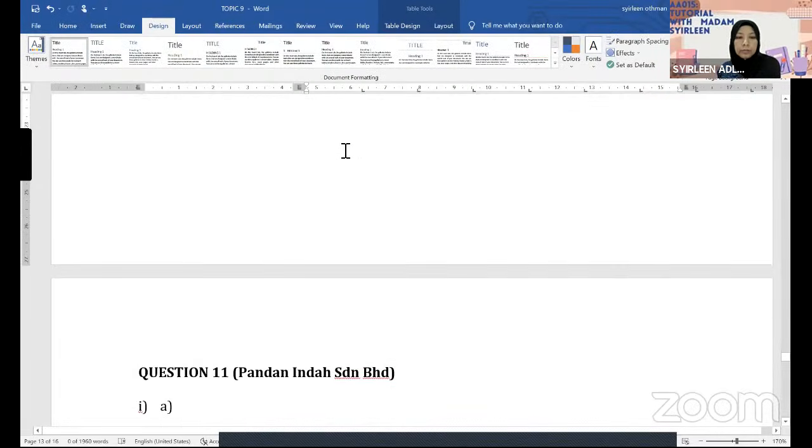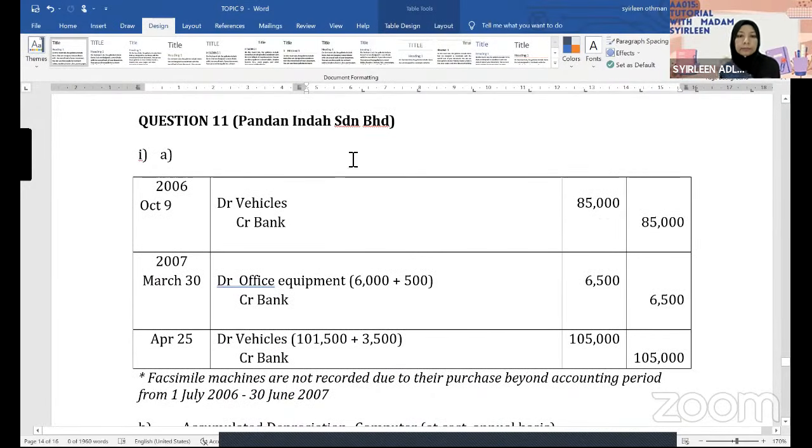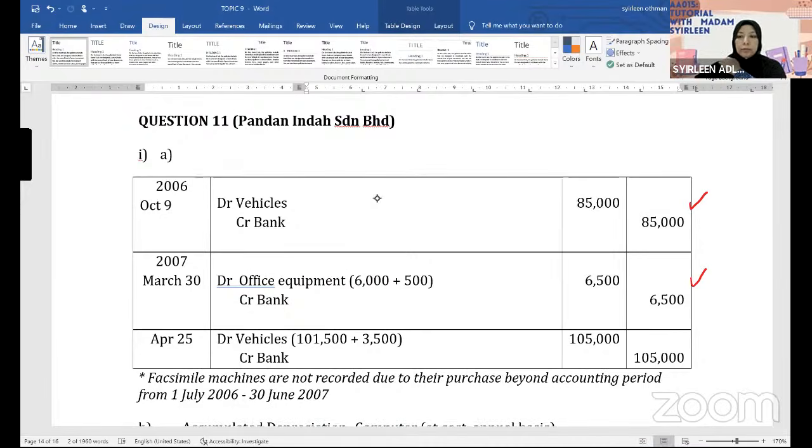Okay, untuk entry yang pertama, saya catat yang ni untuk belian van. Yang ini untuk belian photocopy machine. Yang ini untuk belian car. So these are the items that kita akan catat untuk the first item yang dekat atas tu. You bought the items, right? So you need to record first. So ni kena tunjuk.